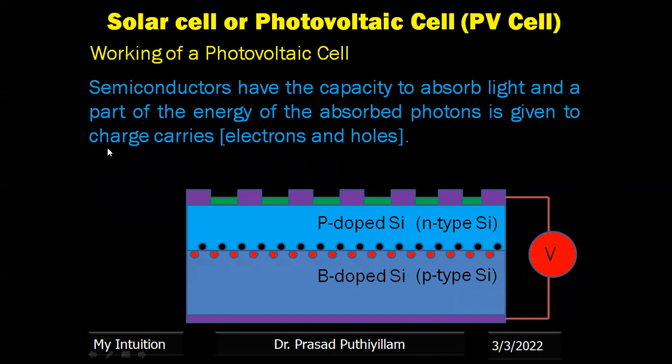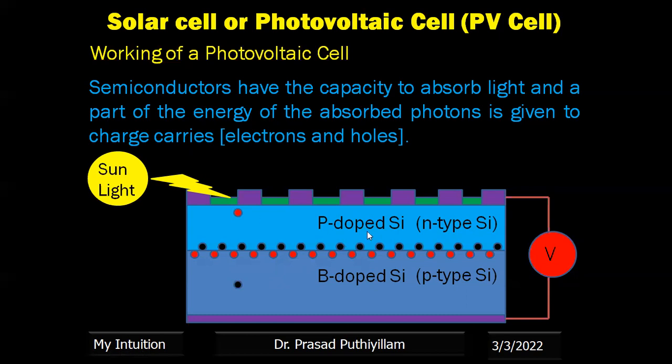Now, the working of the photovoltaic cell. The semiconductor which is doped has the capacity to absorb light, and a part of the energy of the absorbed photon is given to a charge carrier, that is, electrons and holes. So when sunlight falls on this system of two layers of silicon, the light can travel through both layers.